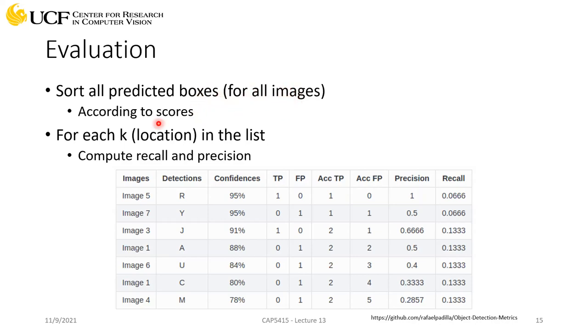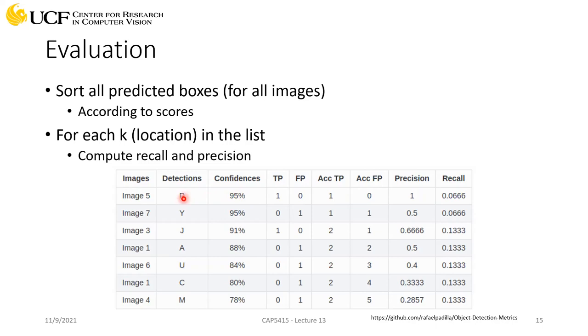So what you will do is you will take the confidence score of all the detected bounding boxes and create a list. And that list will be sorted based on the confidence score. So for example, if you look here, these are all the different detections. These are just detection IDs. And these are the corresponding images where these detections were actually predicted. And here you can see the confidence score.